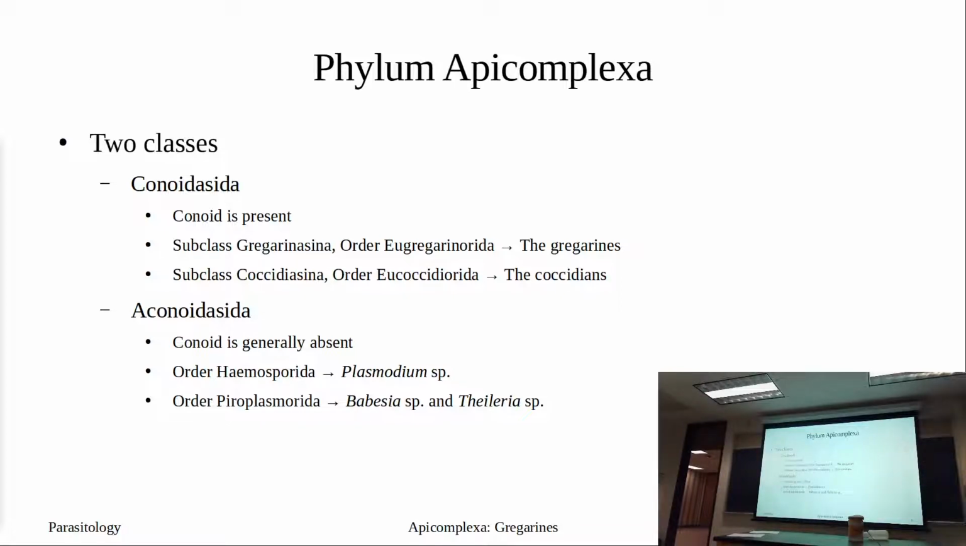The Aconoidacida, we've got 2 orders that we're going to talk about. We're going to talk about the order Hemosporida, which is Plasmodium. And then we're going to talk about the order Pyroplasmorida, which is Babesia and Phylaria. This is kind of where we're going, the classes in our Apicomplexa.